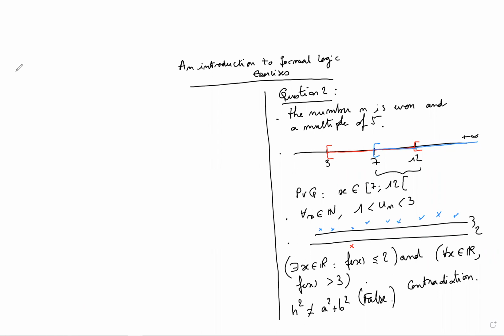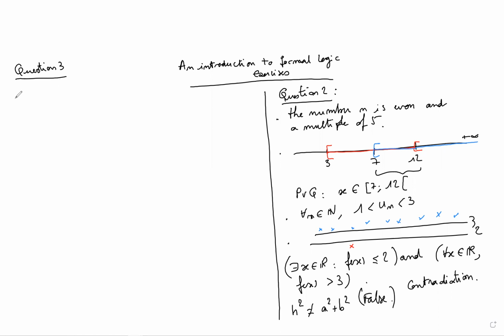Question 3. It's about "or", the disjunction. P is the number n is even, and Q is the number n is odd. So the disjunction is the number n is even or the number n is odd. It's true if n is a whole number. So that would be a tautology.